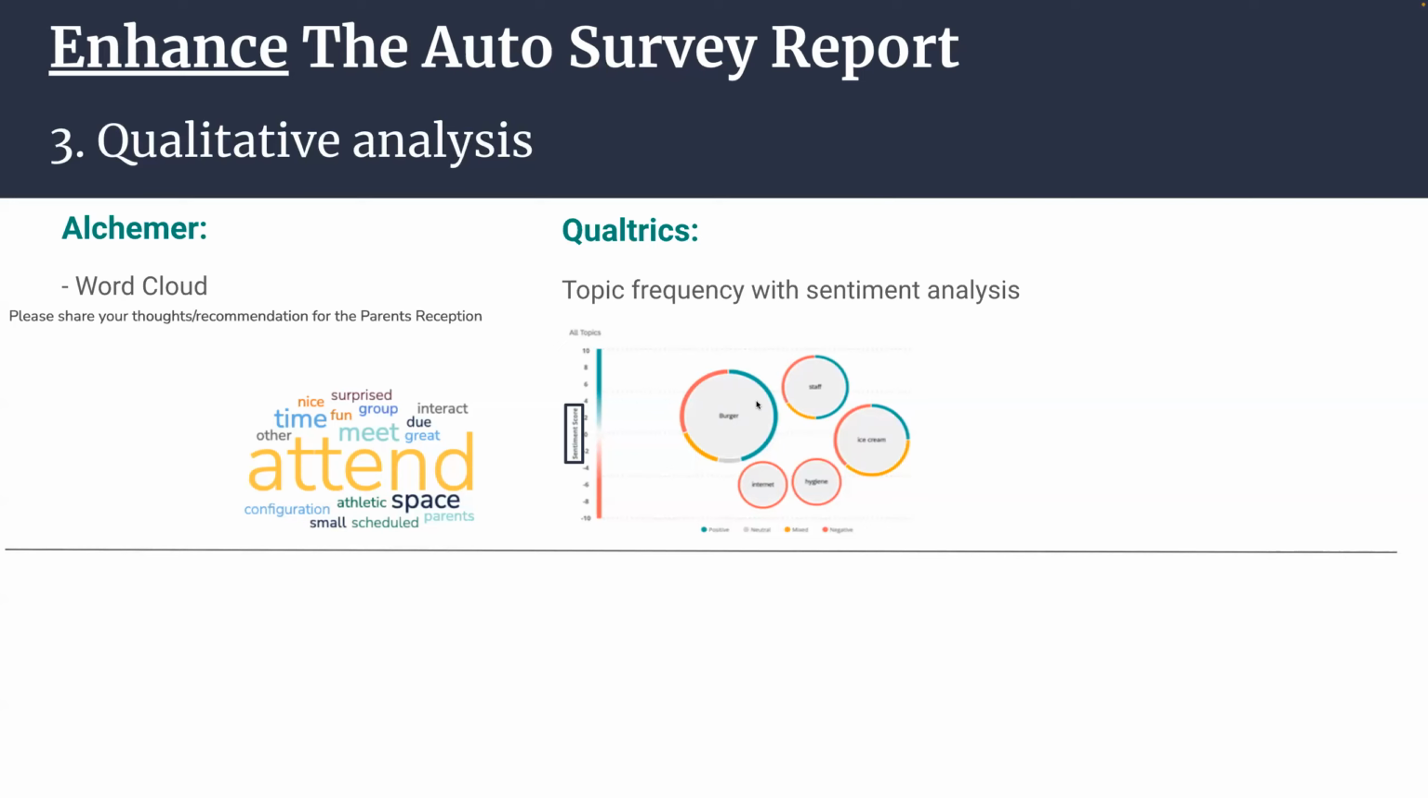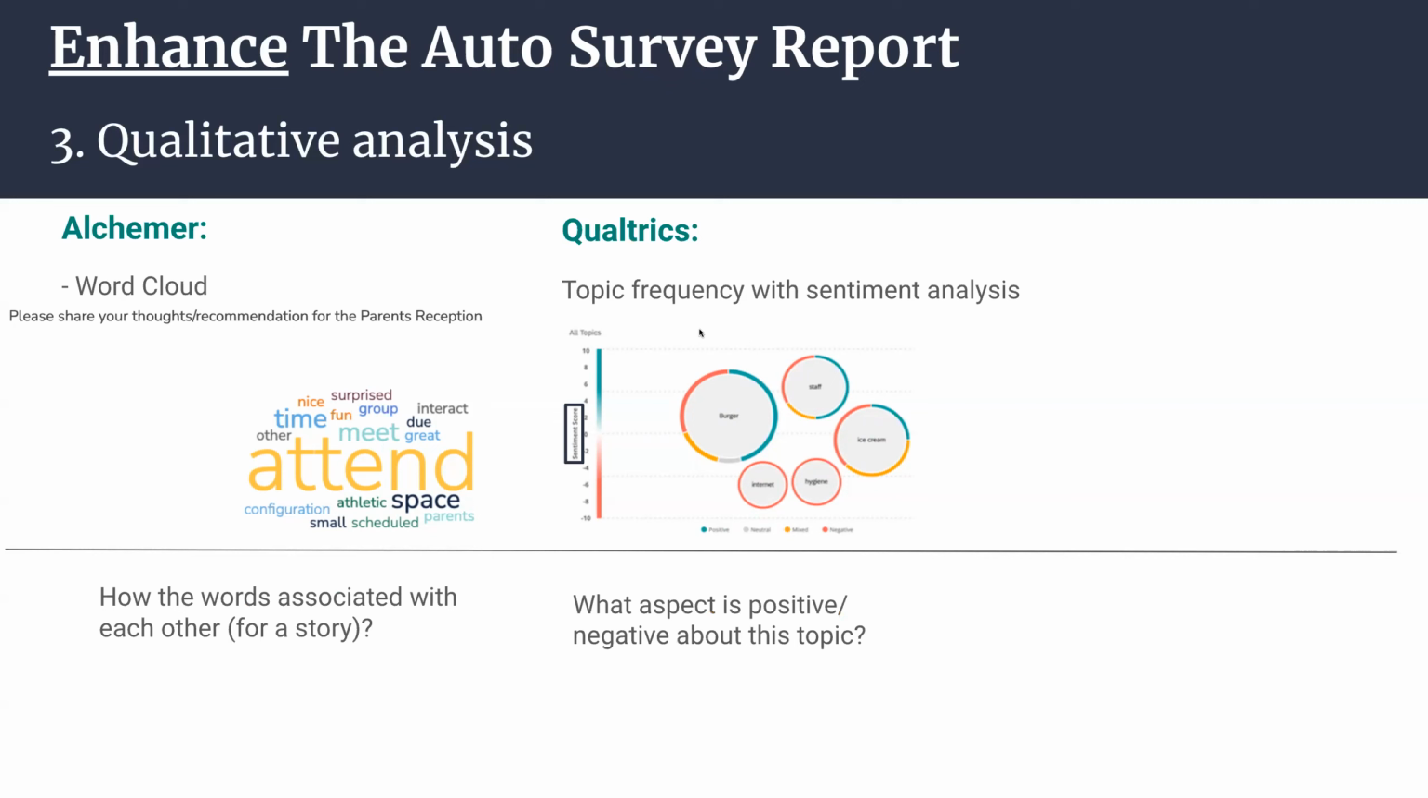However, upon closer examination of those word clouds or the bubbles displaying topics and their tones, you might still feel a bit confused about what the qualitative data is really telling us. For example, when you spot the word attend, how does it correlate with other words like time and meet? Additionally, even though the sentiment analysis can inform us about the general sentiment towards a particular word, we still need to understand what aspect of, let's say, burger here, which is the first bubble in the chart, the respondents find positive or negative about.